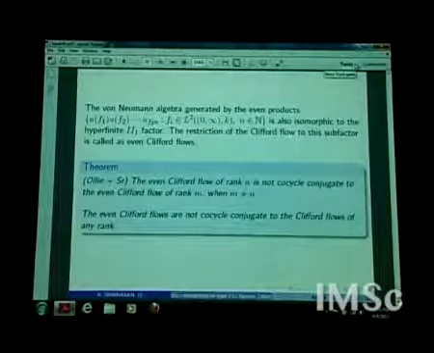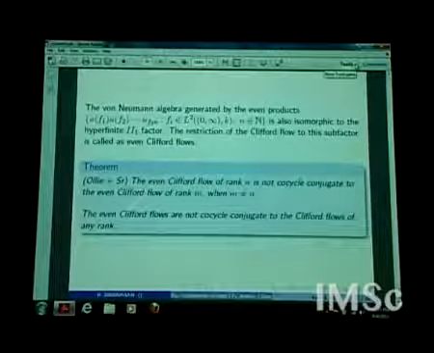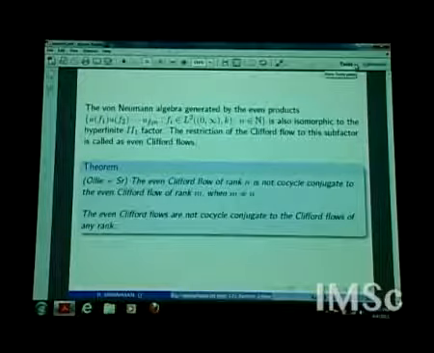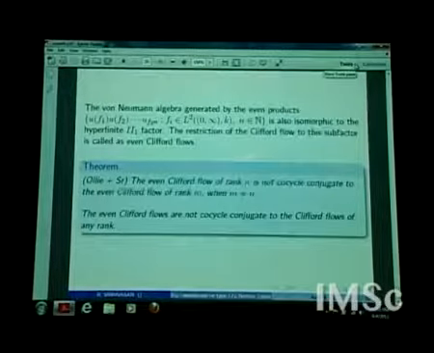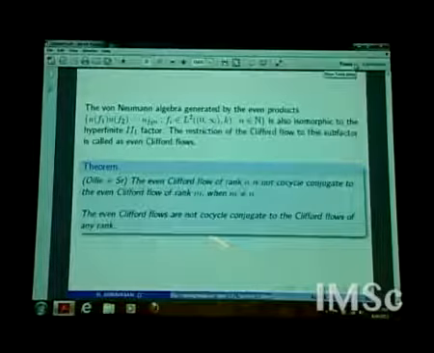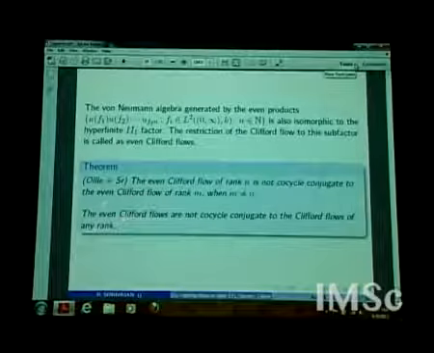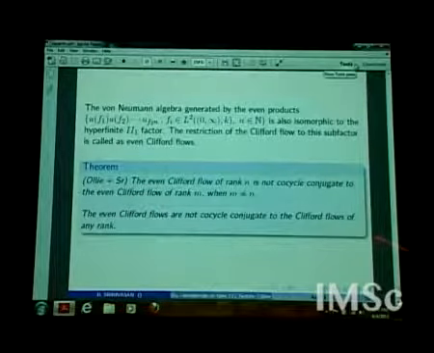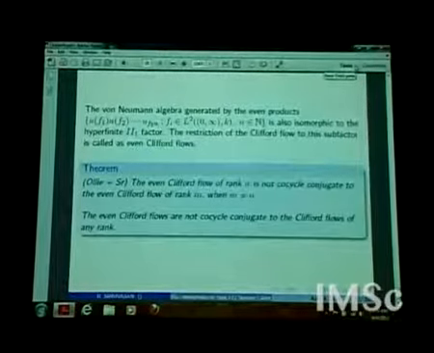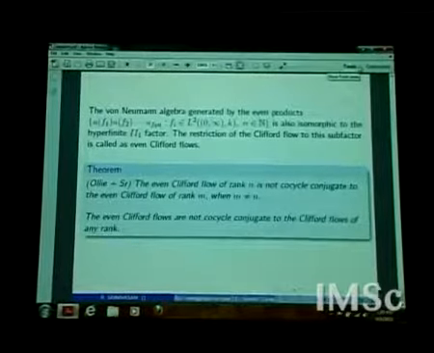Then you can restrict this Clifford flow to that subfactor. That will give another flow that we can call the even Clifford flows. One can do the same kind of thing. Then you can show that the even Clifford flows are not cocycle conjugate within themselves for different m and n. And also one can show, I use Alavara's proof, the point is that I can prove the even Clifford flows are not cocycle conjugate to the original Clifford flows.